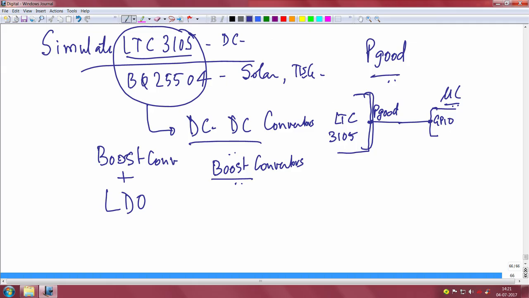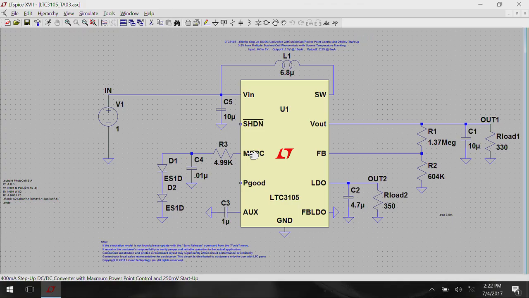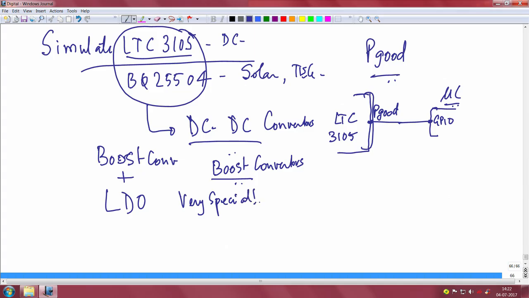So, please look up that discussion as well. That is one thing, and what is also special is this MPPC here, which is essentially the maximum power point control pin, which is doing something very special. What is it doing?